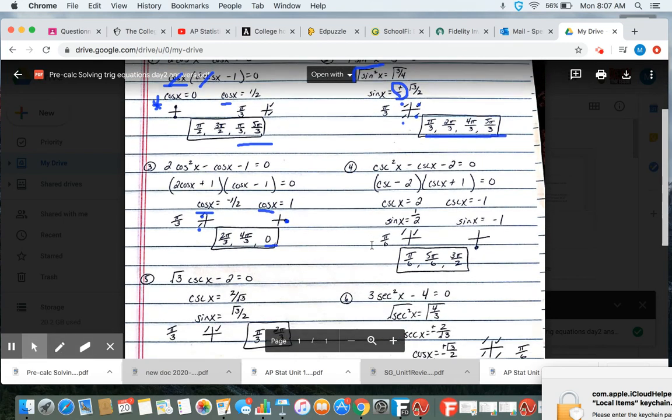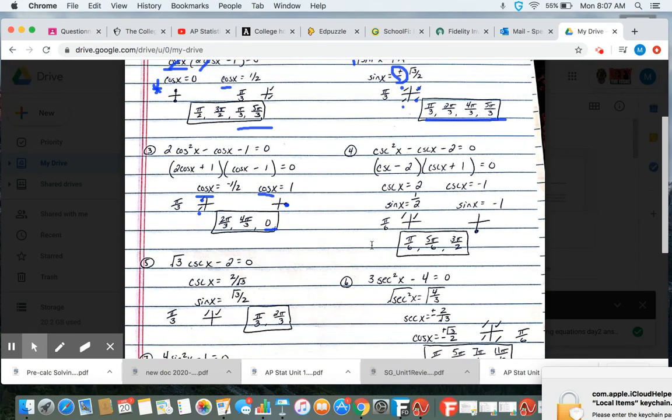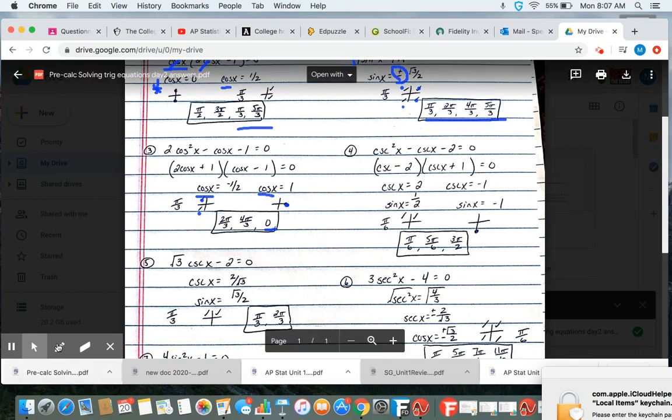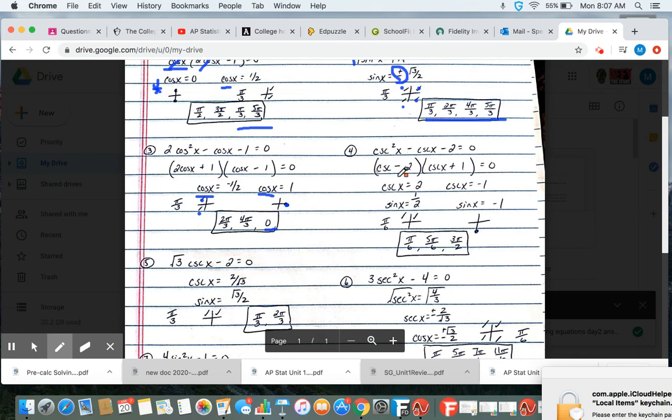All right, number 4 is very similar. It's factoring. It's getting 2 parentheses set up, 2 products, and if we had FOILed this back out, we would certainly get what we started with. Be careful with your signs.